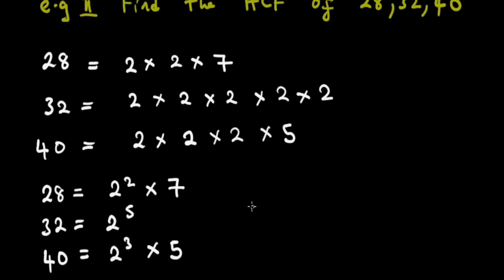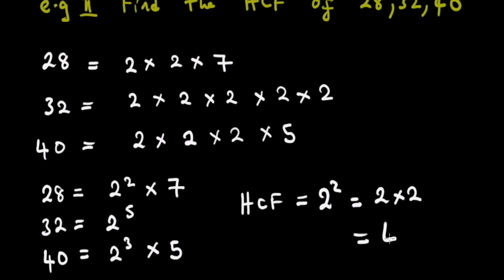So we want to find the highest common factor. Our highest common factor is going to be equal to, first we pick those that are common. That's our step number 1. We see that 2 is common here. Remember, we must select the one with the lowest power. So for our common 2, which has the lowest power? In 28 it is 2 to the power 2, in 32 it is 2 to the power 5, in 40 it is 2 to the power 3. The lowest power is 2 squared, and 2 squared is equal to 2 times 2, which gives us 4. 4 is the answer we got in lesson number 1.